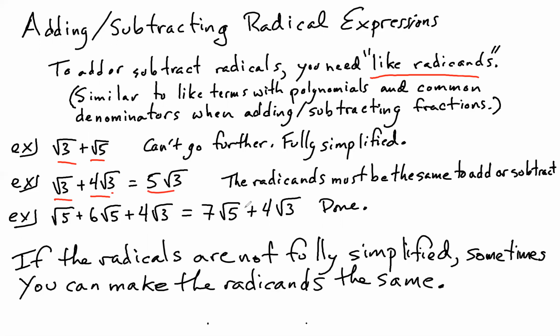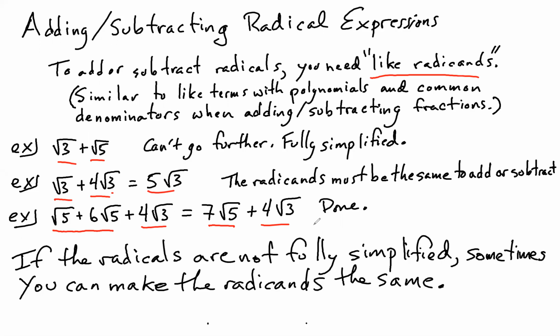This is a lot like when you were doing common denominators and like terms of polynomials. So, for instance, over here, I have radical 5 plus 6 radical 5. I can put those two guys together to make 7 radical 5. But the 4 radical 3 has to stay aside. It can't be combined up.